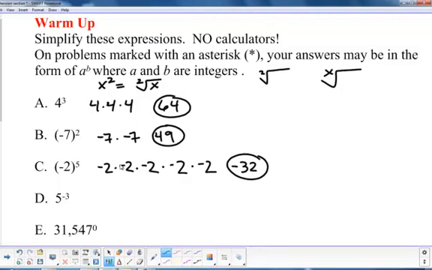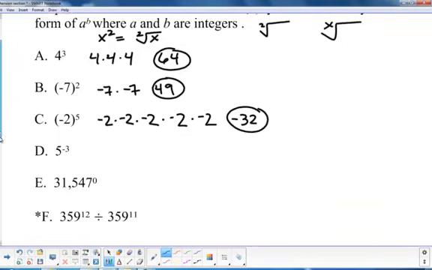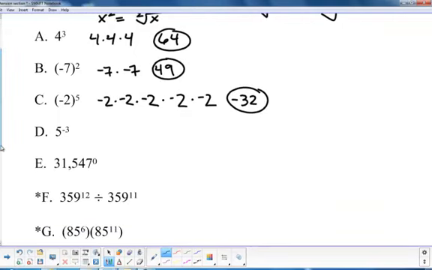5 to the -3. Remember, negative exponents are actually improper to have. So if you think about this, I'm going to make a little table right here. 5 to the 0 would equal 1. Anything to the 0 power equals 1. In fact, we could put the answer to E right now as 1, because anything to the 0 power is 1. 5 to the 1 is 5. 5 to the 2 is 25. 5 to the 3 is 125.